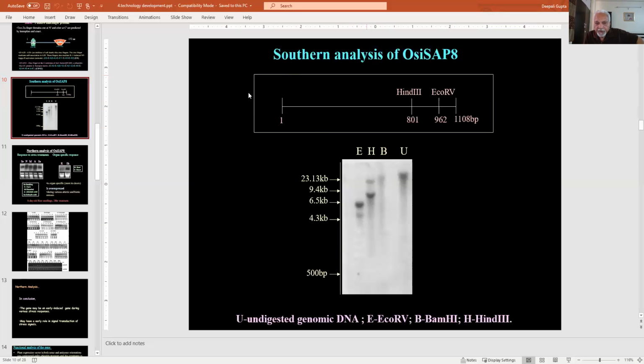So it means whatever sequence I was referring to, the gene we picked up from the library, is part of the genome. That is very, very important to establish. Otherwise, it can be an experimental artifact as well.